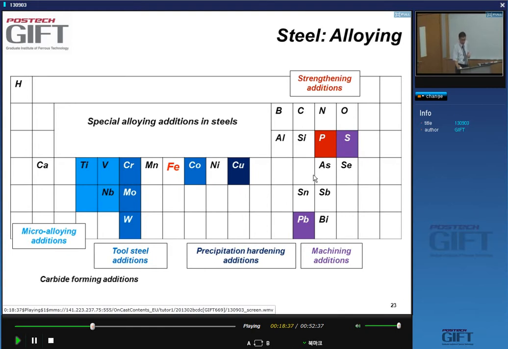You will add these elements that in other steel grades you will want to avoid. And then another element that is in that category is phosphorus, that can be used to give a solid solution strengthening of steels. Although in very many applications, such as for instance line pipes, phosphorus and sulfur are very much avoided as part of the composition of the steel.